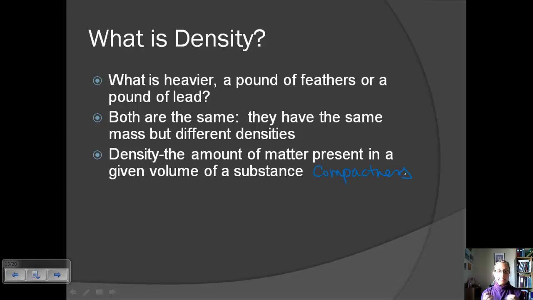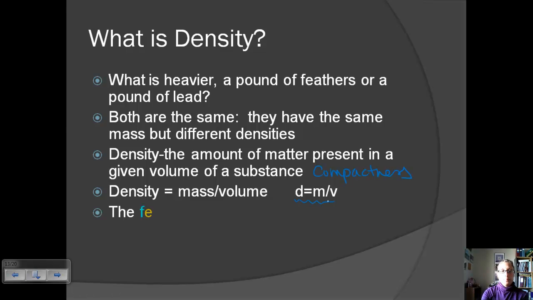Because something that is really dense is going to be very compact, whereas something that's not very dense is not going to be very compact. And so it's a combination of matter and volume. So the equation for density is mass over volume. If we use symbols, D equals M over V. Now again, I will give you the equation. You're going to need to know how to use it.